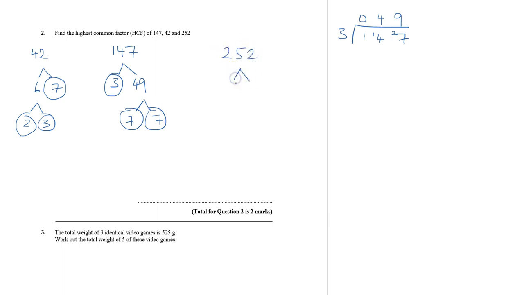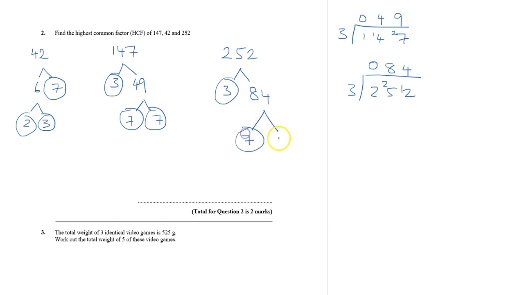And then finally 252 is also divisible by 3, because 5 plus 2 plus 2 is 9, 9 is in the 3 times table, again, so 252, 3 goes into 25 8 times, remainder 1, and it goes into 12 4 times. So then we get 84, which is not prime, hence we don't circle it. And then 84 would be 7 times 12. 12 is 3 times 4, and then 4 is 2 times 2.